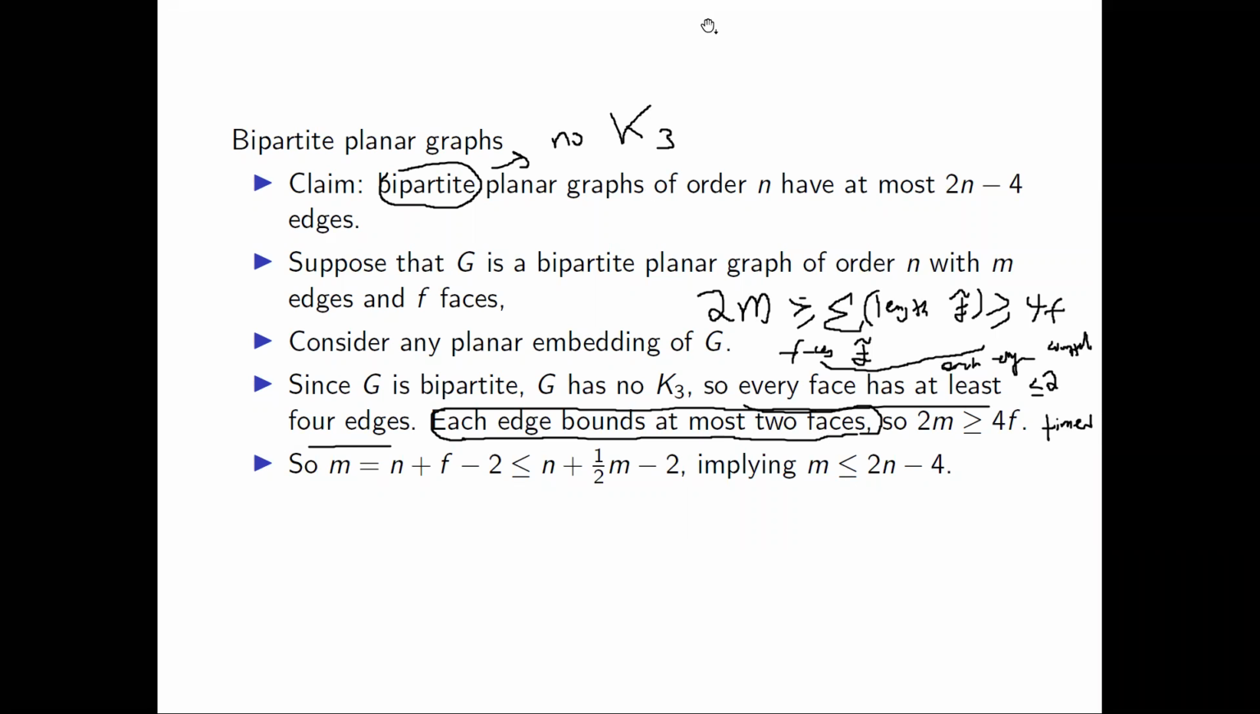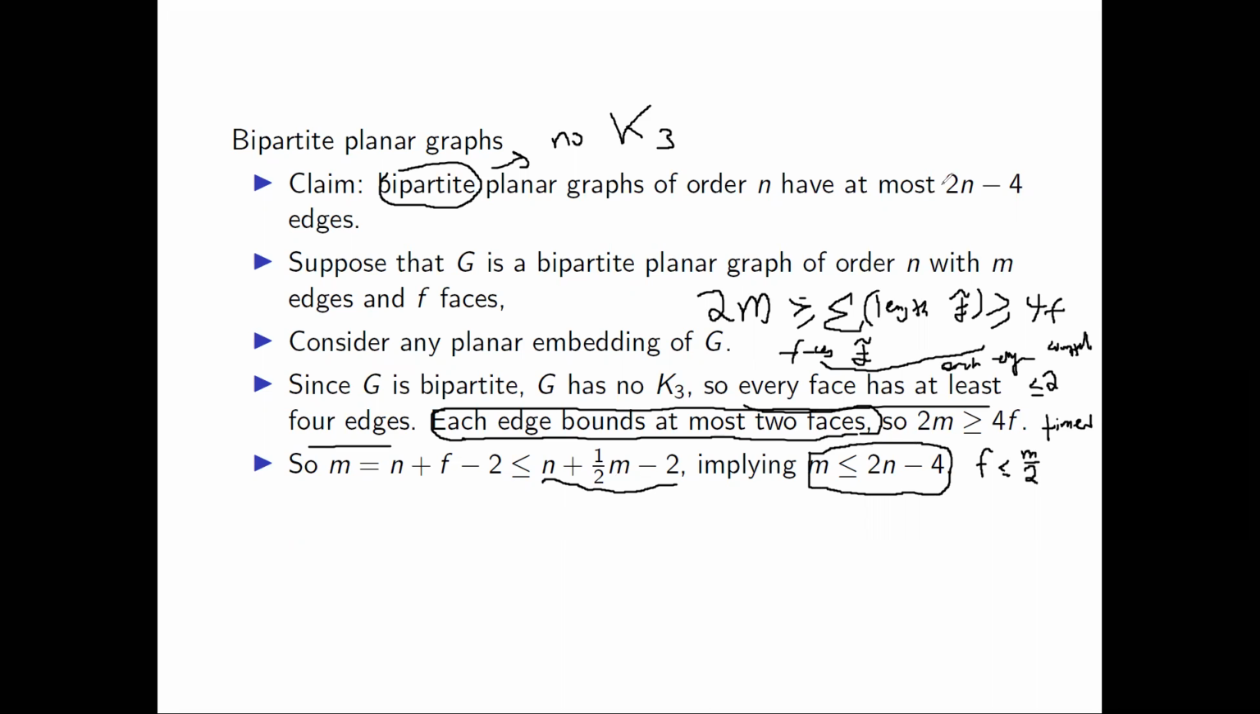And we can use this, so we can say then that f is less than or equal to m over 2. And we can use Euler's formula here. So Euler's formula tells us that m equals n plus f minus 2. And we can substitute for the f. So f is less than or equal to m over 2. So n plus f minus 2 is less than or equal to n plus 1/2 m minus 2. We can subtract the 1/2 m from both sides and then multiply both sides by 2. And that gives us m less than or equal to 2n minus 4, which is 2 times the quantity n minus 2. So that gives us this bound.